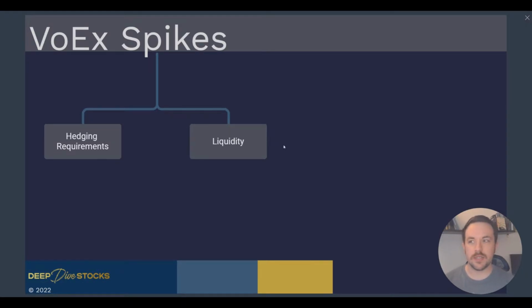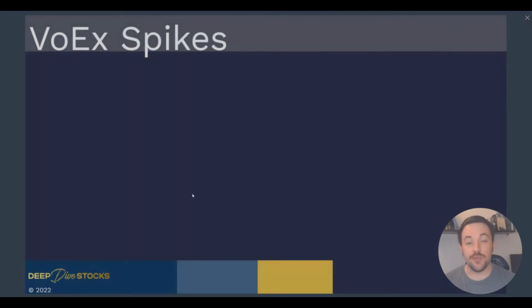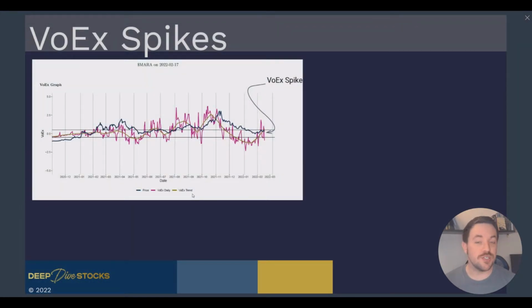So did liquidity suddenly vanish? Did liquidity suddenly arrive to the stock? Does it look like it's artificial liquidity? Is that liquidity even affecting the hedging requirements? So there's a lot that goes into the VoEx spikes, but thankfully we don't really need to keep all that in mind because Deep Dive Stocks algorithms find those VoEx spikes for us.